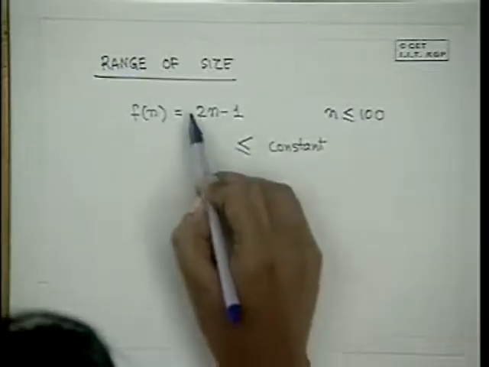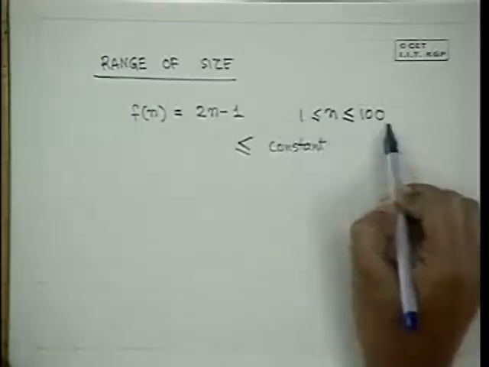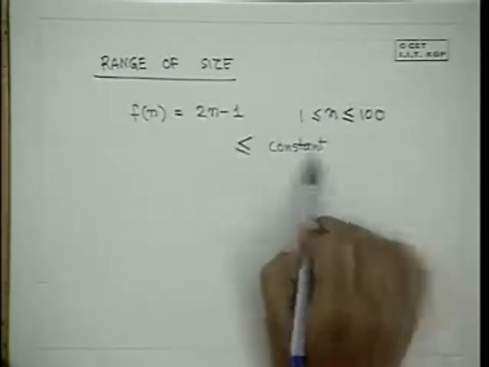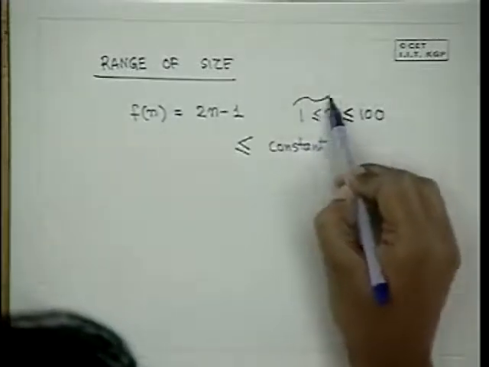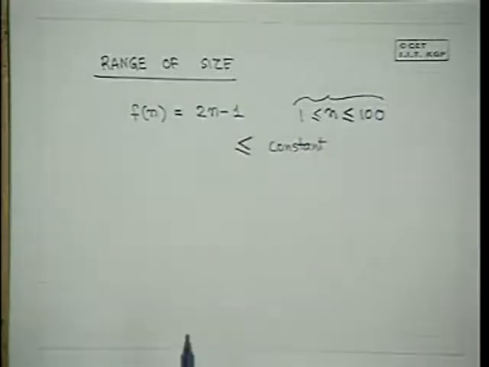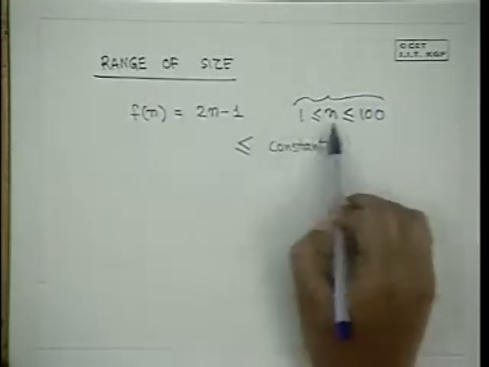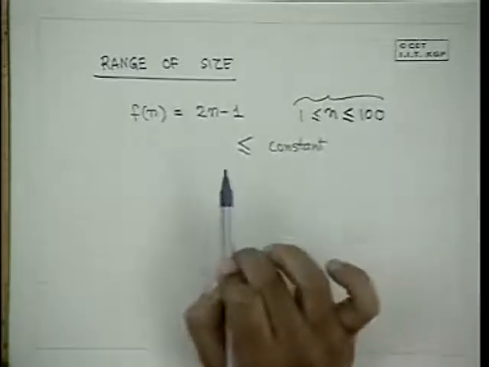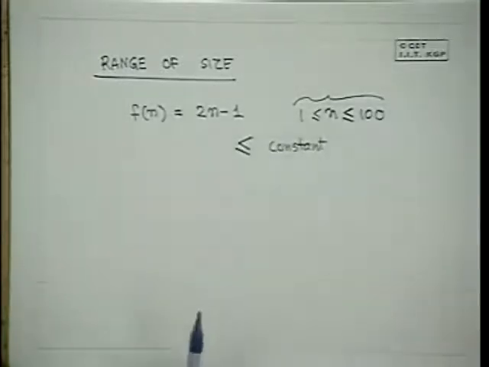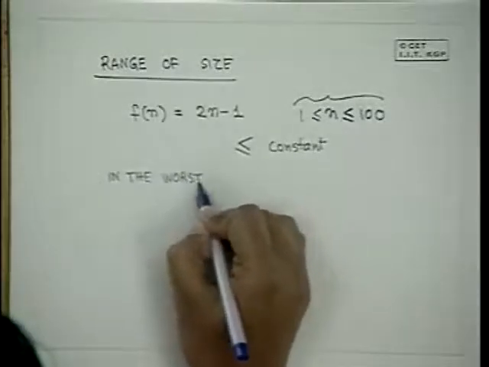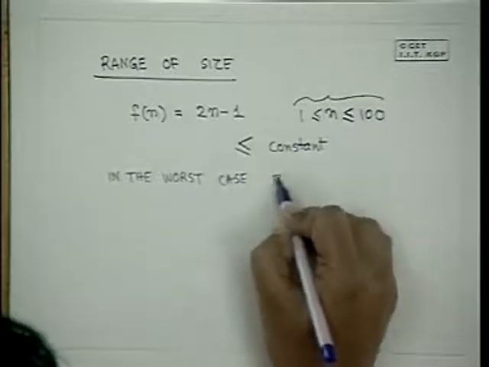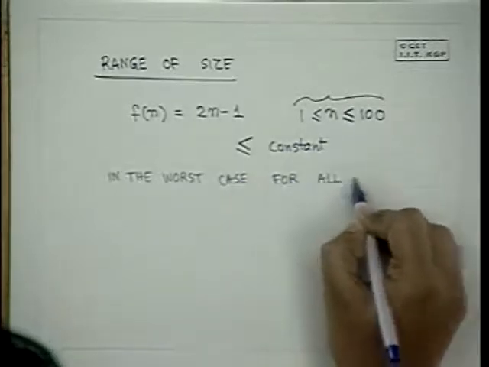It is a function of n in the range from 1 to 100, but it is also upper bounded by a constant. I know that I will not take more than so much time. So I have to analyze it within this range. It is not difficult to analyze in small ranges, because usually the time required in such small ranges is low. The difficulty comes when you have to analyze it in the worst case for all inputs, for all valid inputs.